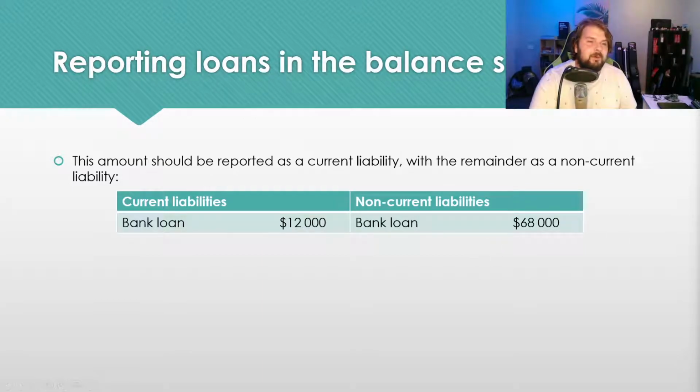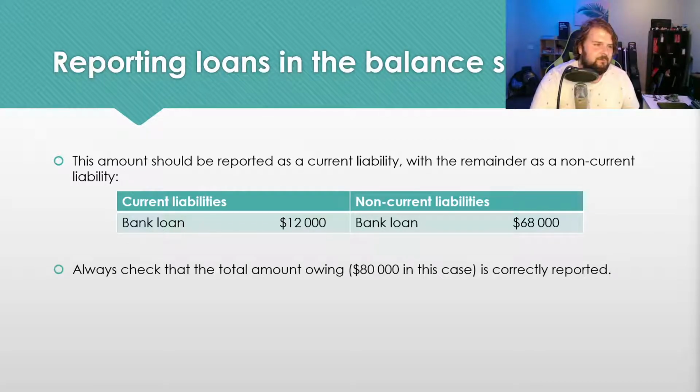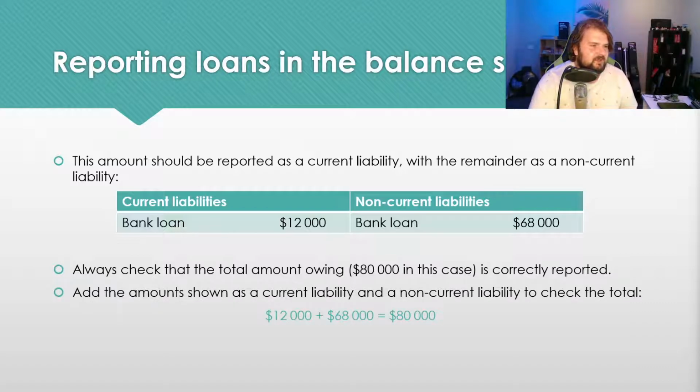By splitting it up, it means that we can always know what our really pressing obligations are, so knowing how much cash we have to have on hand to pay our debts, and we can also provide greater information. So what it shows is that if we add up our current and non-current liability, it shows that we have that $80,000 obligation, and it provides greater understandability.